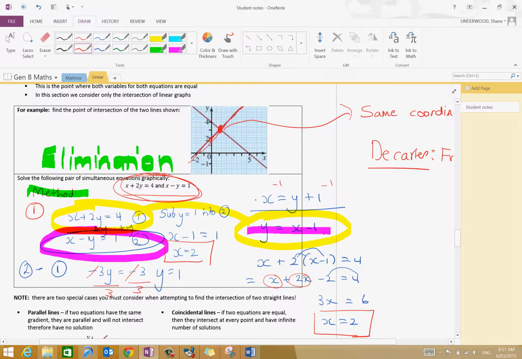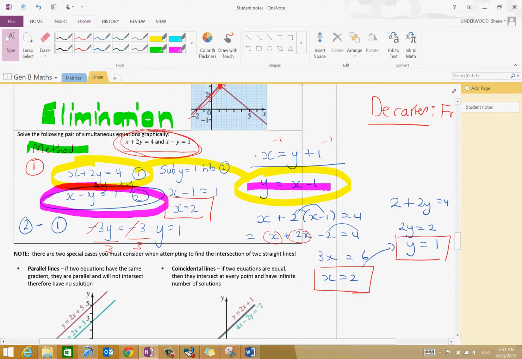I can sub it into either equation. Let's just sub it into equation 1. 2 plus 2y is equal to 4. Then I'm going to subtract 2 from both sides, which is going to give me 2y is equal to 2. Look at that. y is equal to 1. So whatever method you use, whether it be elimination or substitution, up to you. They're both equally viable. But remember that we have a calculator.